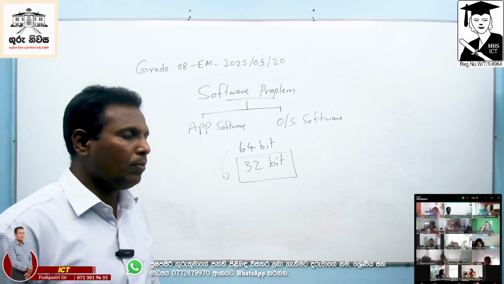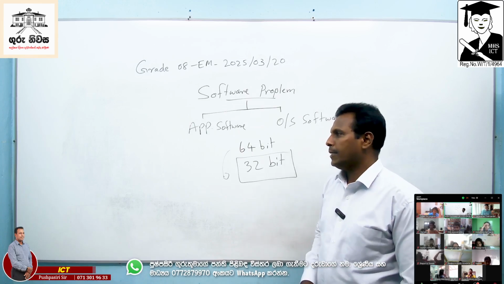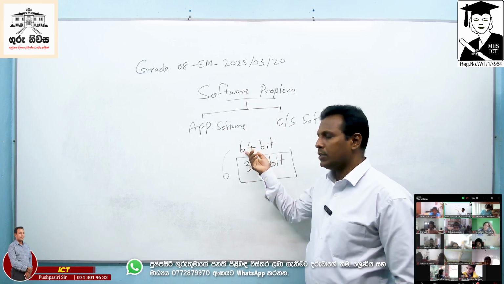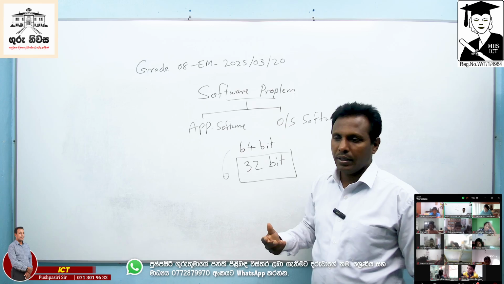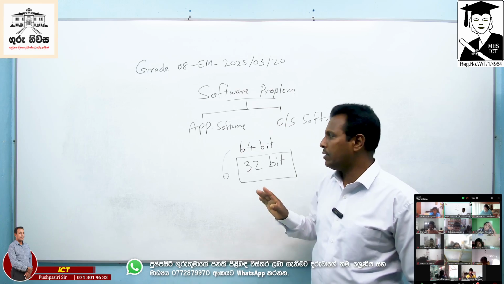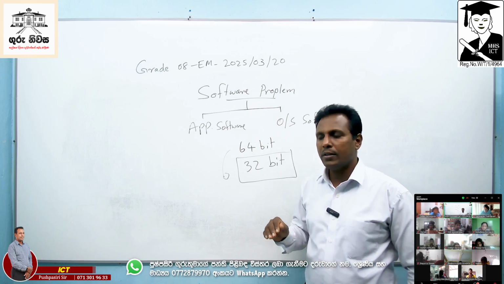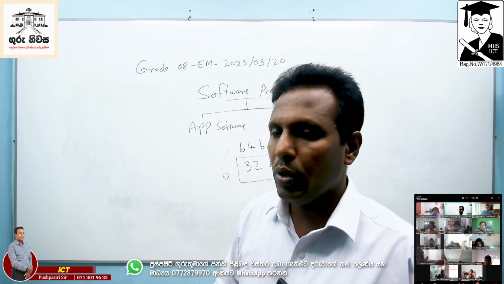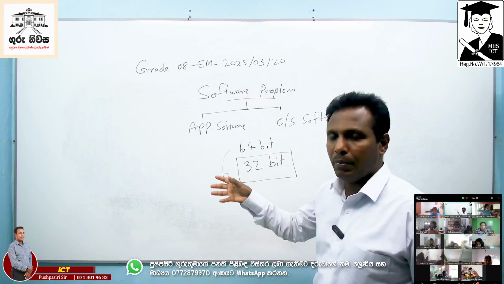There is another technology or architecture for 64 bits and 32 bits, the methodology, right? So most of the operating systems are coming as 64 bit versions. Therefore when we are installing some programs, we have to install the 64 bit version, operating system compatible software.